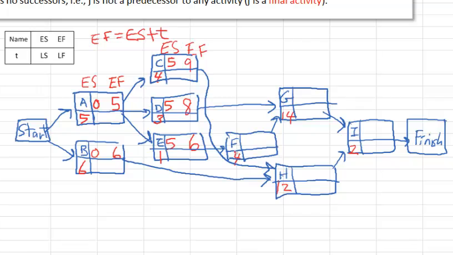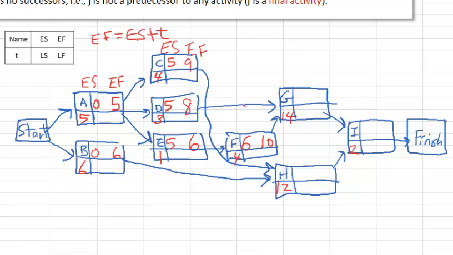Okay, now let's go to F. F's predecessor is C, and no, sorry. F's predecessor is E, which will be done at 6 weeks. So that's when we could start F, at 6 weeks. 6 plus 4 is 10 for the EF.